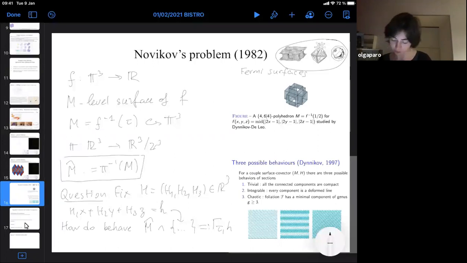And what Novikov showed is that for this couple, a surface and a vector, there are three possible behaviors of sections. Either the behavior is trivial, meaning that all the connected components are compact, periodic leaves. Or the behavior is integrable, meaning that every component is either trivial or a deformed line. Deformed line meaning linearly escaping behavior, in terms of tiling billiards. Or you have a chaotic behavior, meaning that the foliation that you have on M has a minimal component of high enough genus, genus bigger or equal to 3. So these are three possible behaviors.